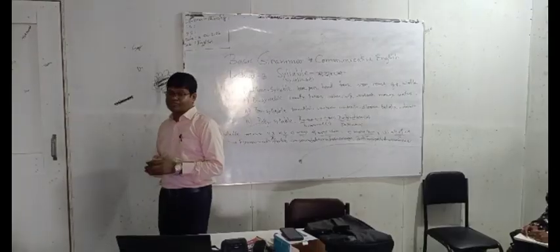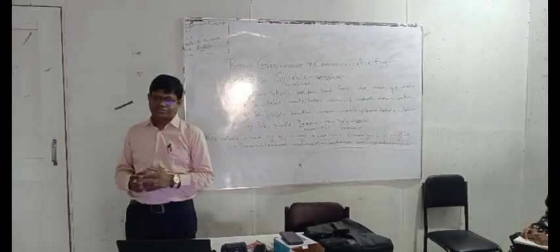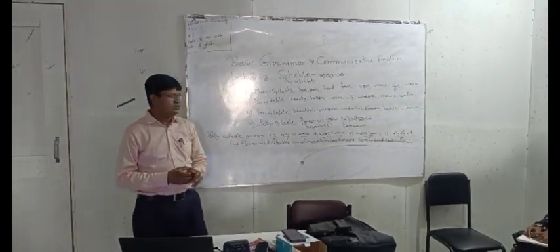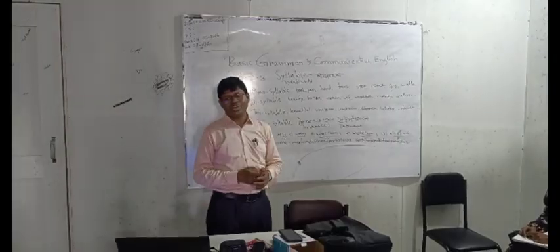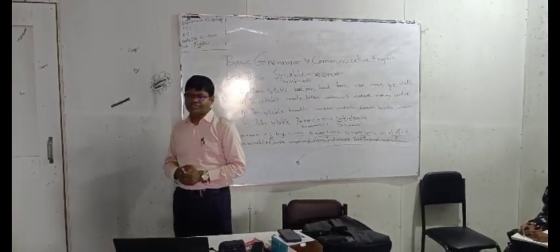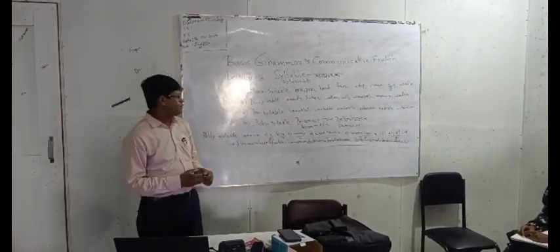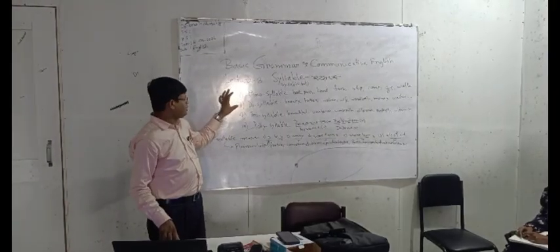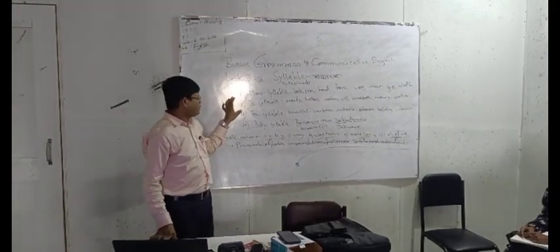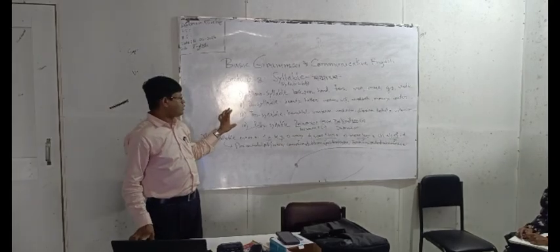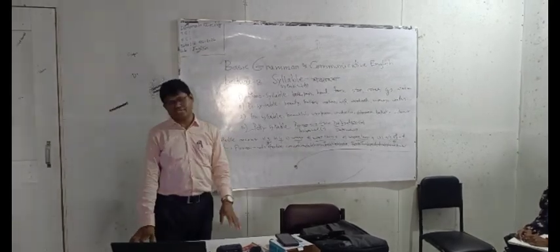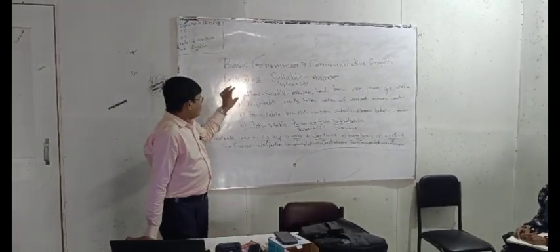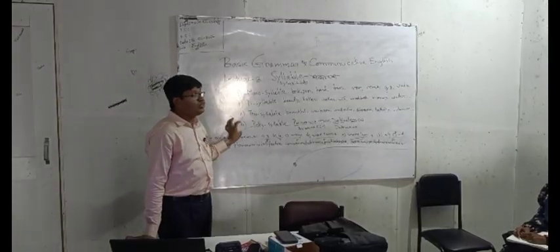How many kinds of syllables are there in English? English syllable কয় প্রকার? 4. So there are 4 types of syllables in English. What are they? Number 1, mono-syllabic. Number 2, di-syllabic. Number 3, tri-syllabic. And number 4, polysyllabic. That is 1, 2, 3, and more than 3.